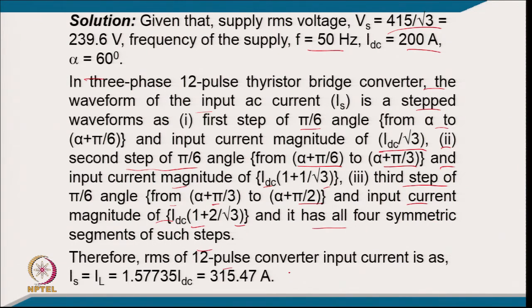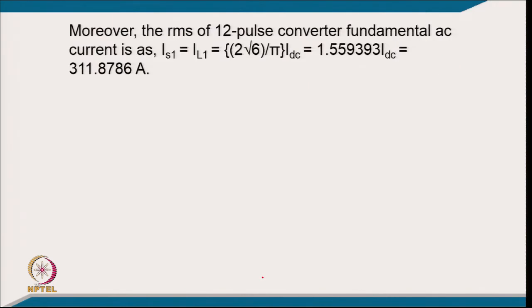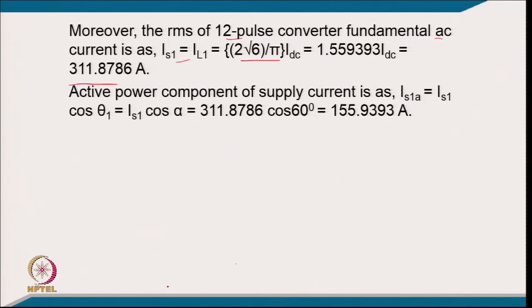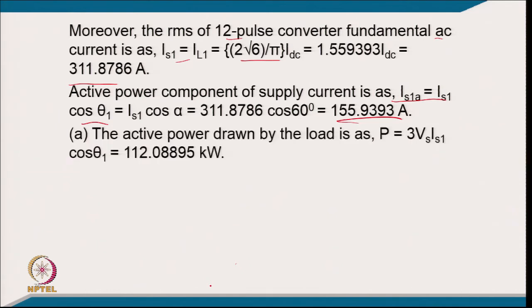Therefore, the RMS value of the 12 pulse converter input current is IS equal to IL equal to 1.557 IDC, so it comes to 315.47 ampere. Moreover, the RMS current of the 12 pulse fundamental AC current will be IS1 equal to IL1, which is 2 root 6 by pi into IDC, so it comes to 311.86 ampere, and the active power component of supply current IS1 cos theta 1 comes like 155.9393 ampere.